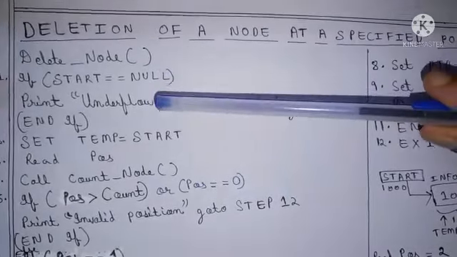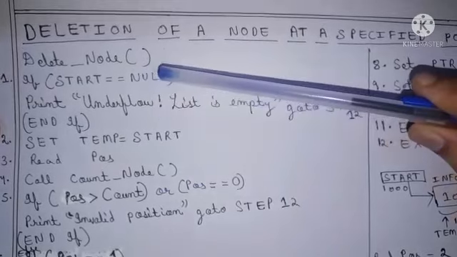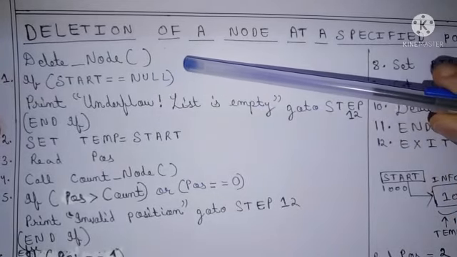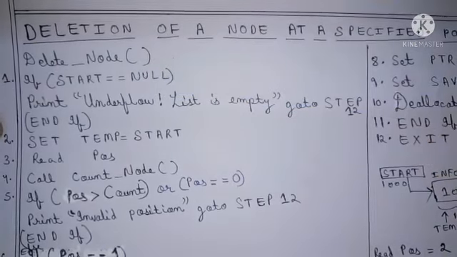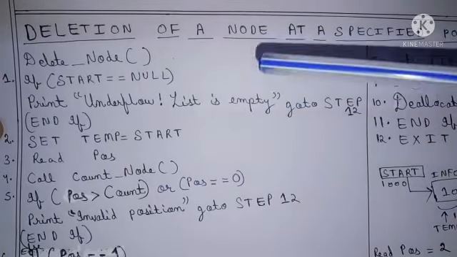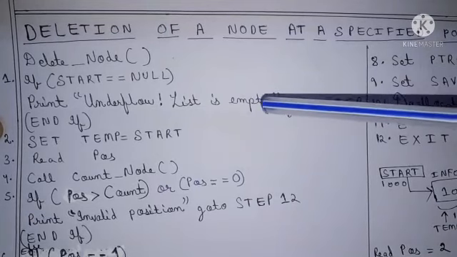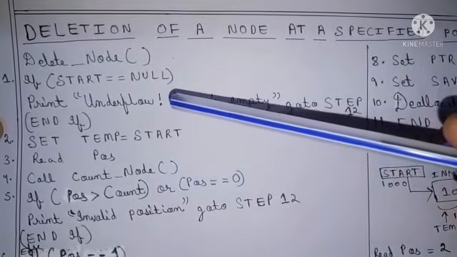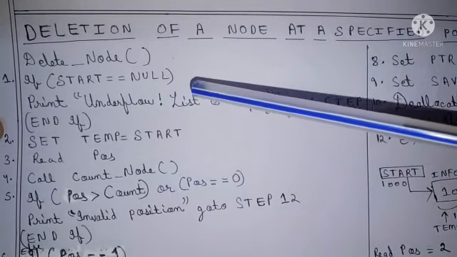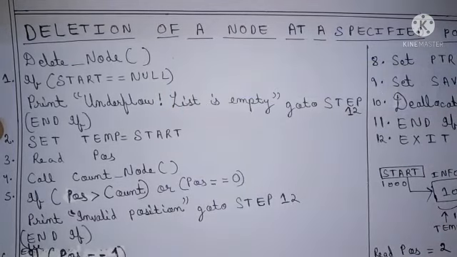After that, the first step is: if start is equal to null. This statement checks whether our list is empty or not. If our list is empty and we still want to delete from the list, then it will give us the underflow condition. Otherwise the rest of the statements will be executed.